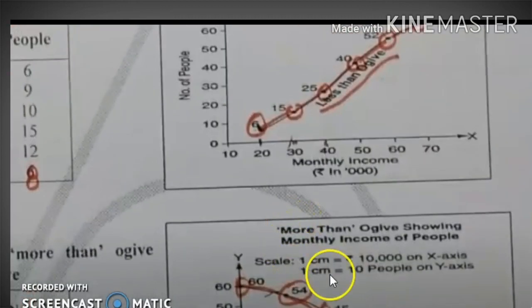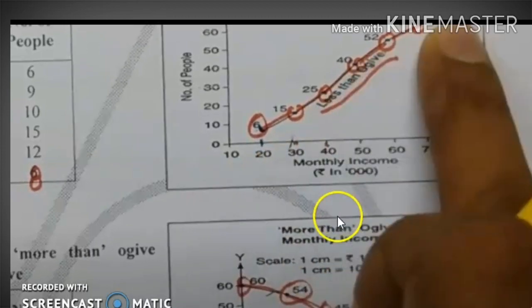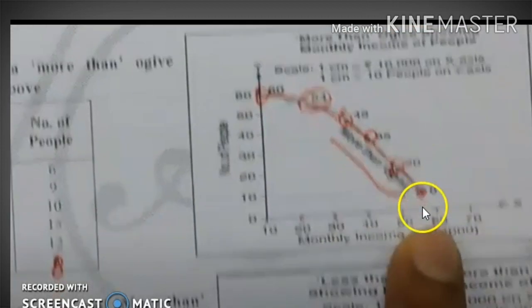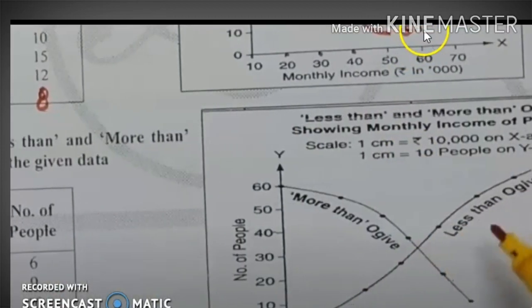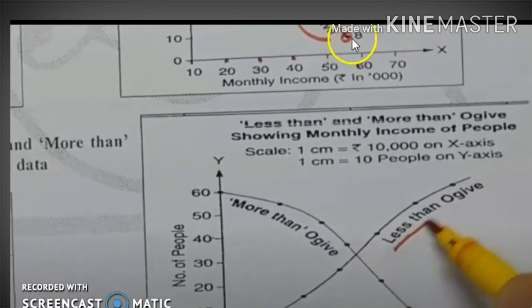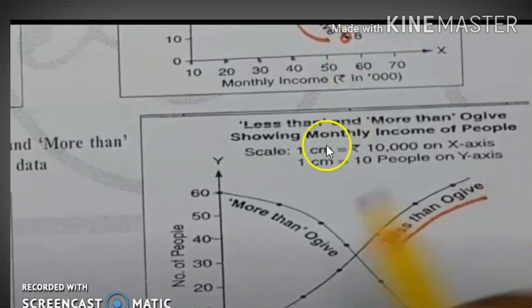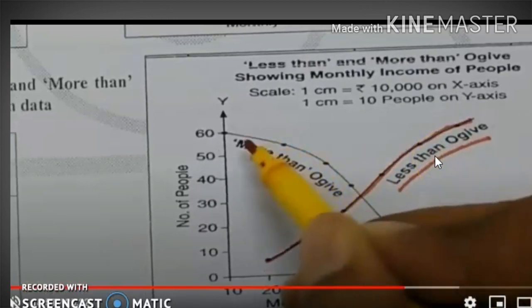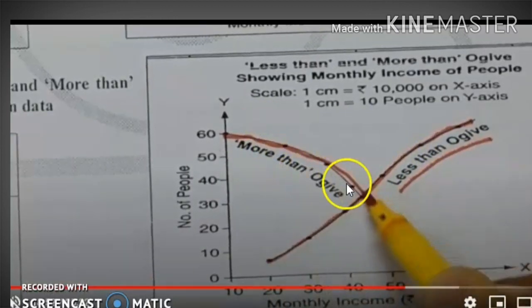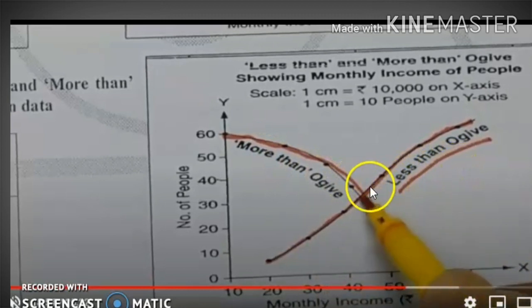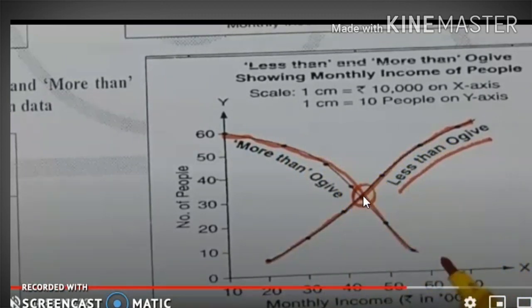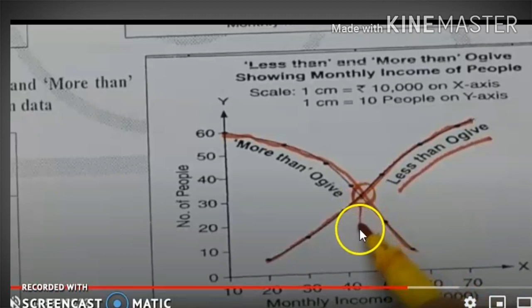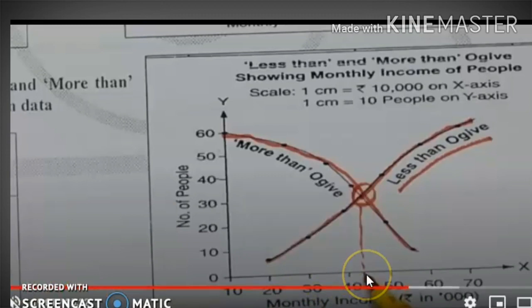Okay, this graph has somewhat moved like this, but you will be getting the correct answer. Okay, see, here you have to mark. By joining these two, the more than ogive and less than ogive, you can intersect both the curves. You can draw a perpendicular from this point downwards. You will be getting the median. So this is your median. So the answer will be 45, I think.